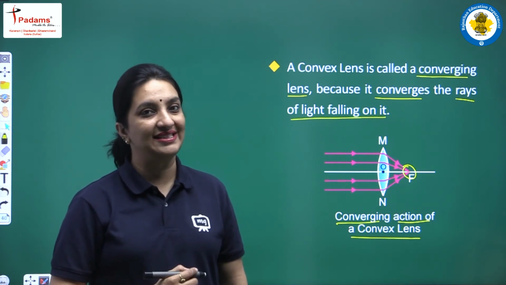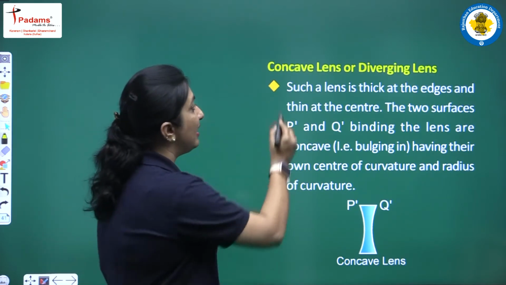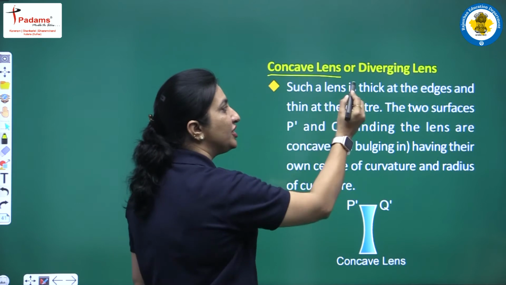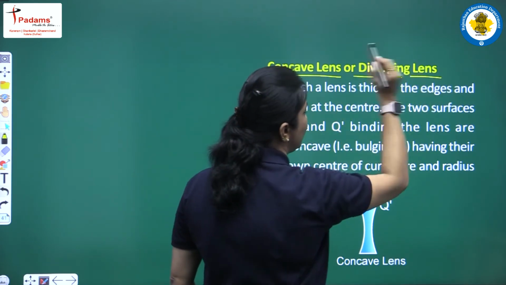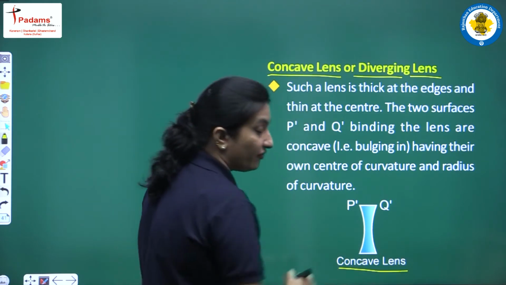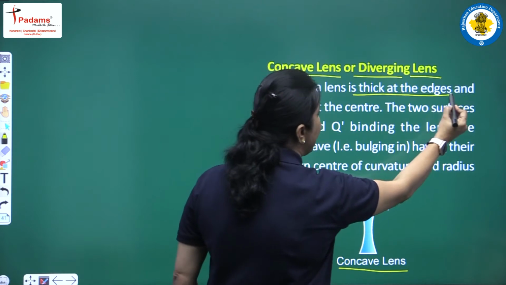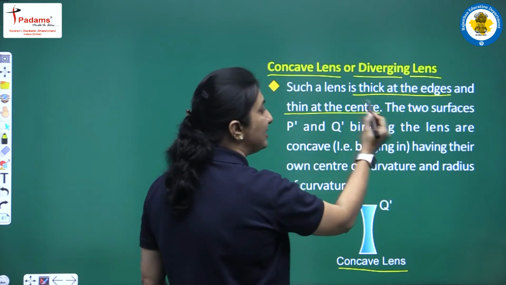converging lenses. Now let's understand the second type of lens, which is a concave lens, or which is known as a diverging lens. Now see here that we have shown a concave lens. Such a lens is thick at the edges and thin at the center.